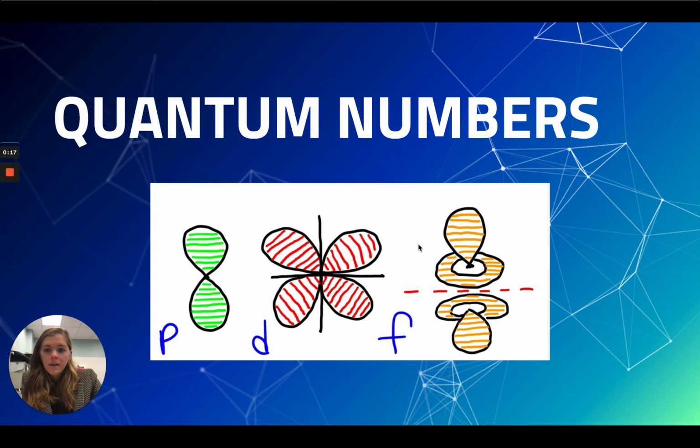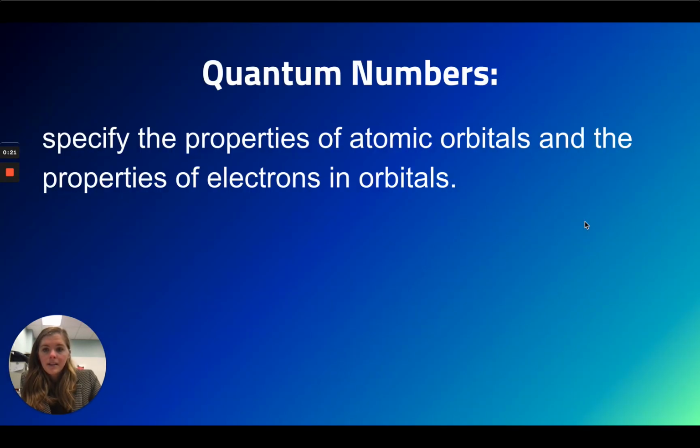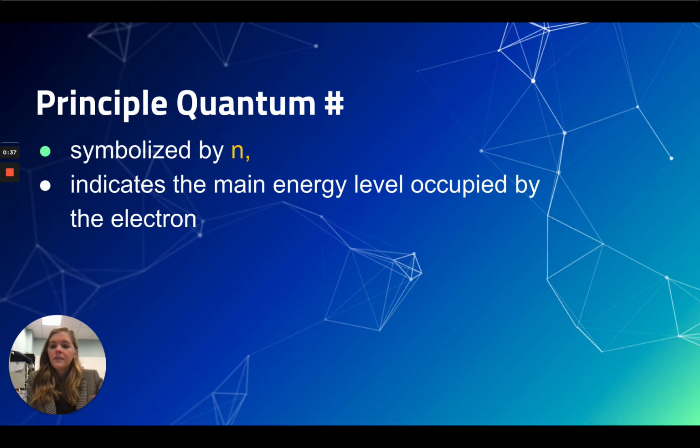Okay. So just the basic definition of a quantum number. A quantum number specifies the properties of atomic orbitals and the properties of electrons in those orbitals. A quantum number is used to describe the movement and trajectories of electrons in an atom. Okay. So there's different types of quantum numbers. There's 4 different quantum numbers we're going to discuss, and the first is the principal quantum number.